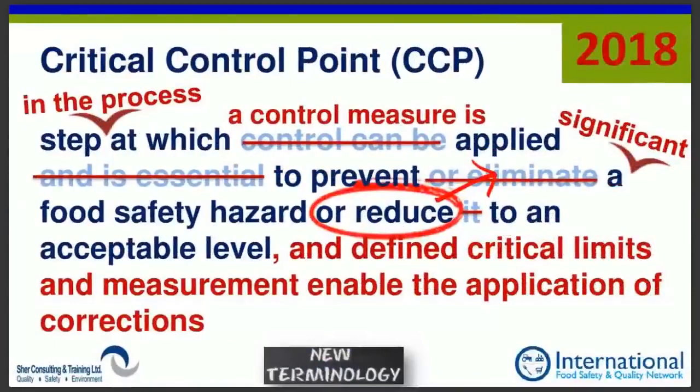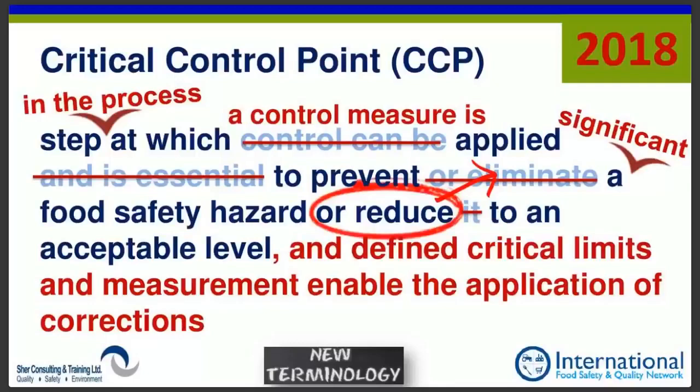So the first major change is it must be a step in the process. Now this was clear before, but if it wasn't clear at all, now it is. If I had any question, as for instance, hand washing and sanitizing, is that a step? Is that a step at which control can be applied? Well, some people say, yeah, of course it's a step. Well, now the writers make it clear that it is not. It must be a step in the process. Otherwise, it will not be a critical control point.